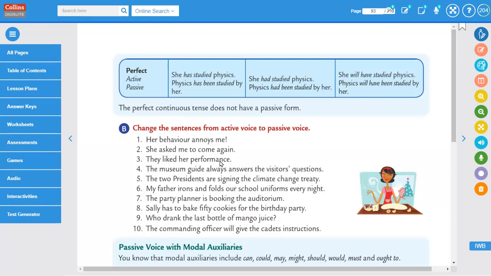Is there any doubt regarding this exercise? No, ma'am. What is he saying?